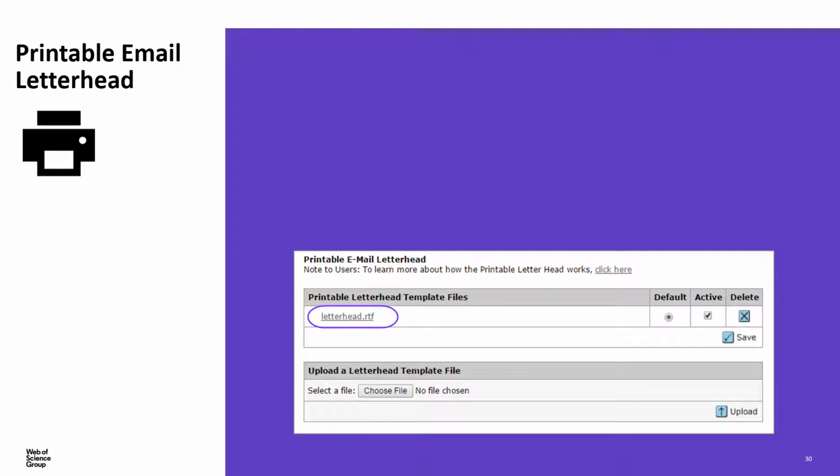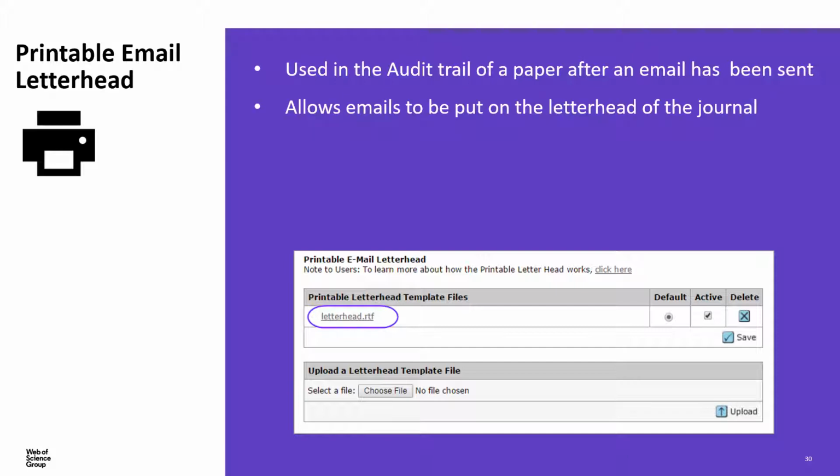Printable email letterhead is used in the audit trail of a paper after the email has been sent. It allows for emails to be put in the letterhead of the journal, which can make it look more formal. You can have multiple letterhead templates if needed.